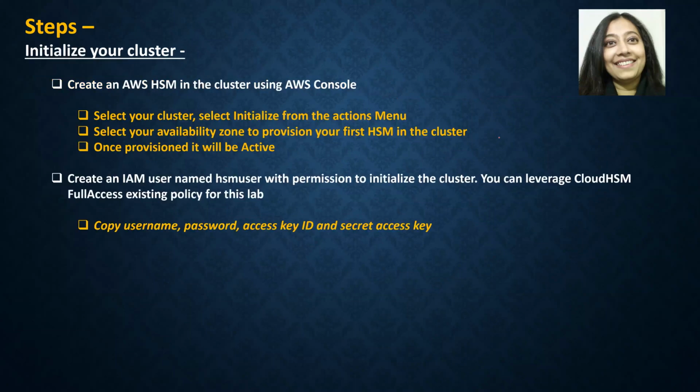Next is to initialize our cluster. The first thing that we are going to do is go ahead and create an AWS HSM. So the cluster that we've just provisioned, we have to wait for that cluster to come up, right? And then we will go ahead and initialize our cluster. So we will select the initialize option from our menu, right? And then select one of the availability zones to provision our first hardware security module in this cluster. Once the HSM module has been provisioned, we will have to wait for it to be activated, right?